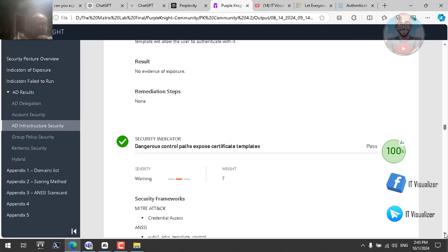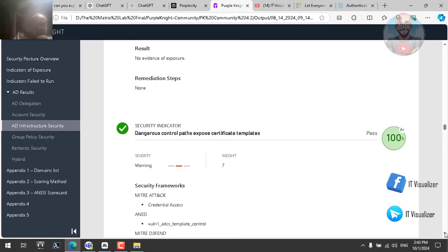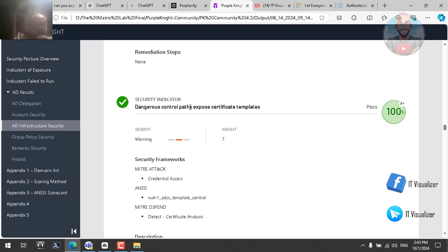So here, dangerous control paths expose certificate templates. The test we will talk about in the next video is also about the path to the certificate templates. So anyone can maneuver or modify the certificate templates and issue a certificate that is modified, or whose properties are modified.